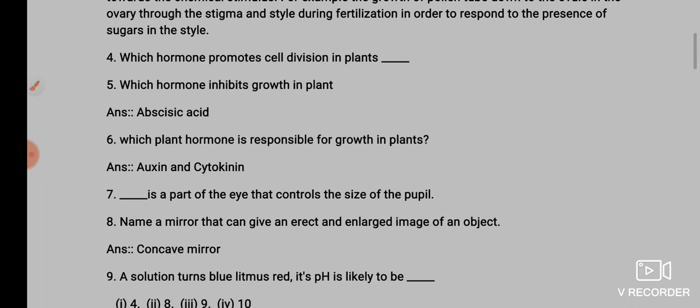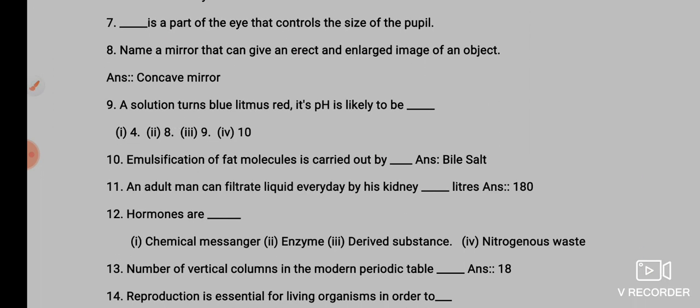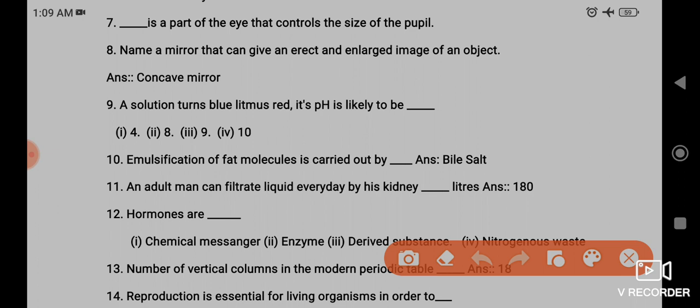If you see the next question, name a mirror that can give an erect and enlarged image of an object. So remember that a mirror which gives erect as well as enlarged image of an object is concave mirror. Just remember. Next question is a solution turned blue litmus red, its pH is likely to be. So all of you know that if blue litmus turns red, that means some acid has been poured on the blue litmus, because acid turns blue litmus red. So here, out of the pH values given, the lowest will be the answer. So here 4 is the lowest, so it will be the answer.